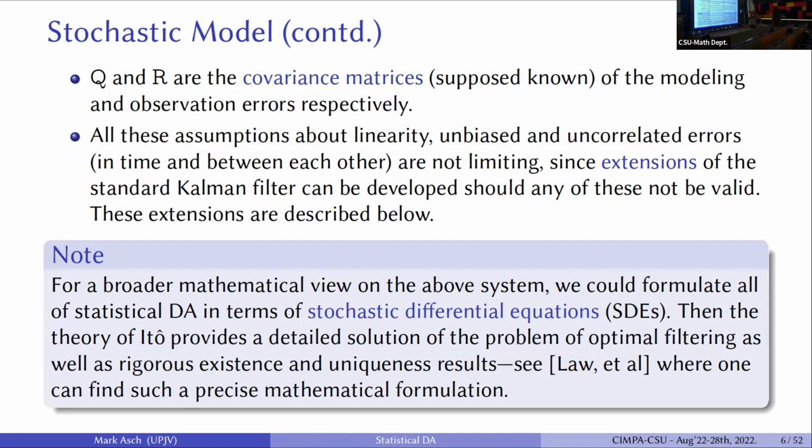Okay. Another thing that I should say is that in a broader mathematical sense, one should define everything starting with stochastic differential equations. Then all the theory of Ito provides, to a certain extent, a detailed solution to the problem of optimal filtering, because what we're doing is optimal filtering or optimal forecasting from given data, as well as rigorous existence and uniqueness results. You can find a lot of books; I gave some references on stochastic differential equations. It's a whole domain which, if you're interested, is fascinating, but it requires quite complicated measure theory at some point in order to solve these equations. One can do this completely rigorously based on SDEs, but we won't do that.